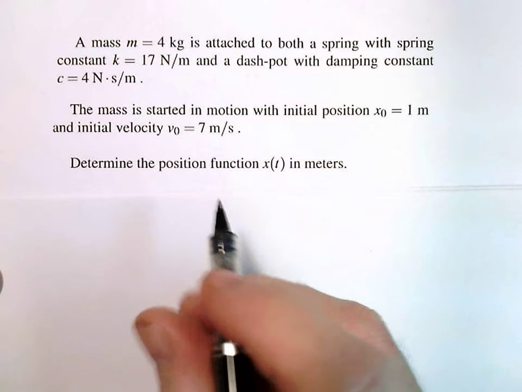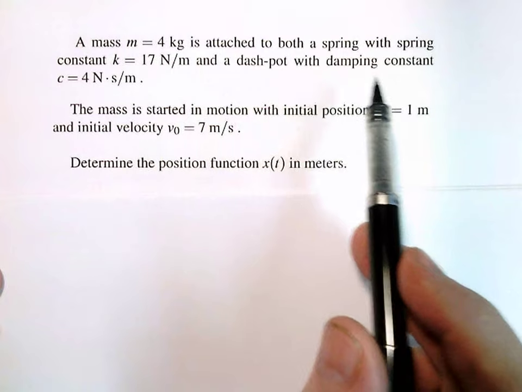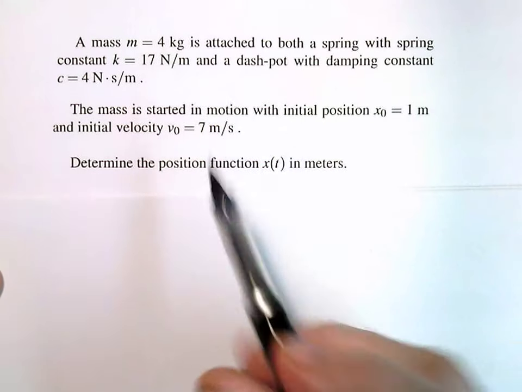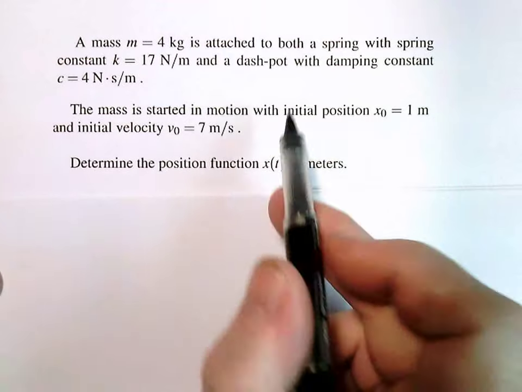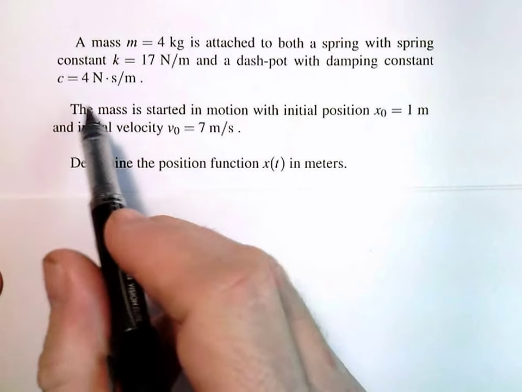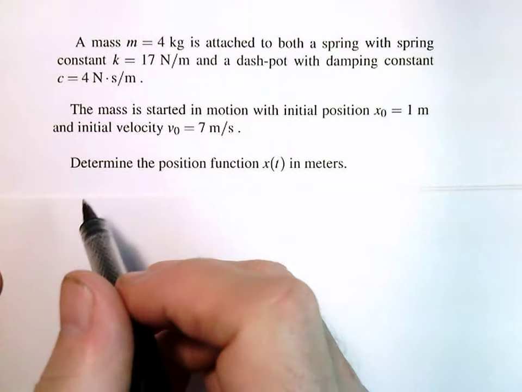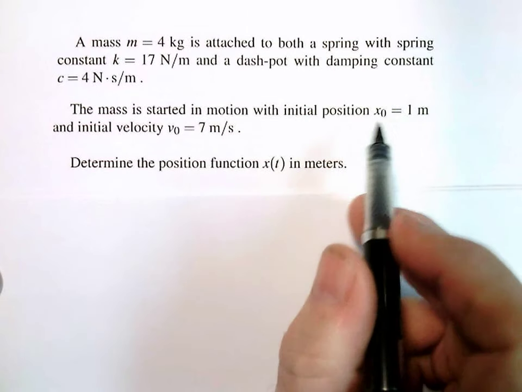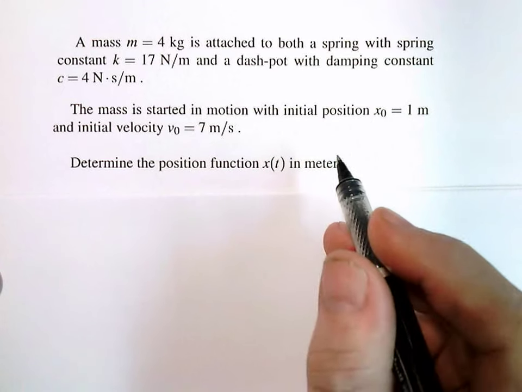Okay, so here we have a spring problem. A mass of 4 kilograms is attached to a spring with spring constant k = 17 N/m and a dashpot with damping constant c = 4 N·s/m. We have an initial position of 1 meter and an initial velocity of 7 meters per second, and we want to solve this.